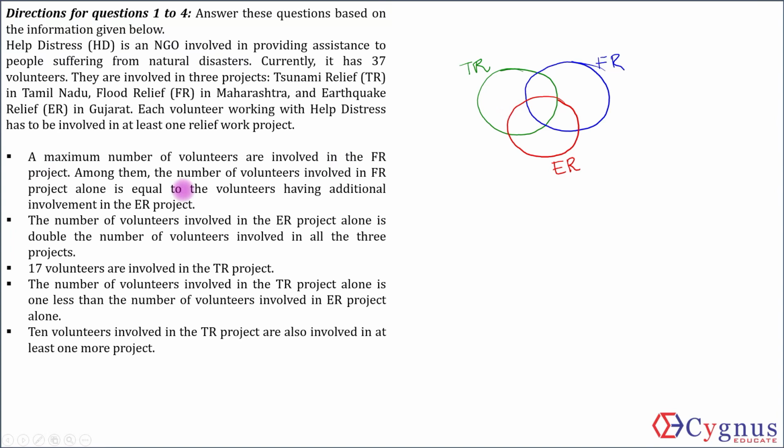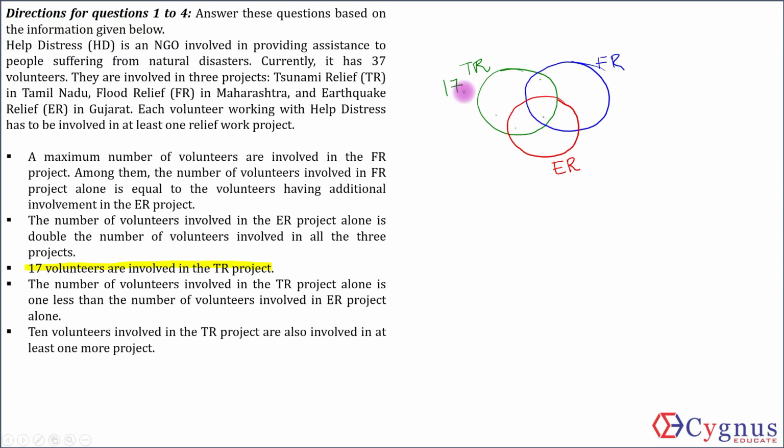The first point of interest that I feel is the third one. 17 volunteers are involved in the TR project. 17 people are involved in the TR project. That means those who are involved in TR alone, those who are involved in TR and ER alone, those who are involved in TR and FR alone, those who are involved in all the three projects. The sum of all these values should be 17.